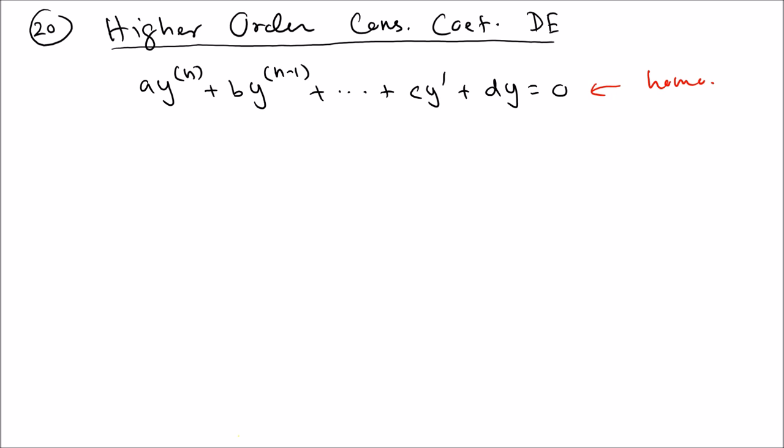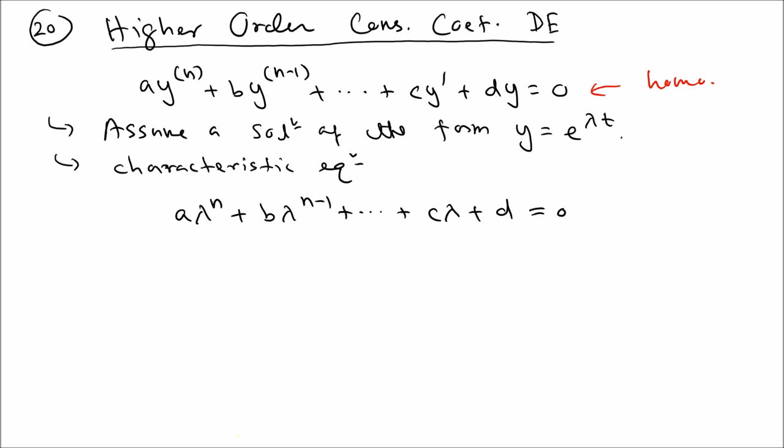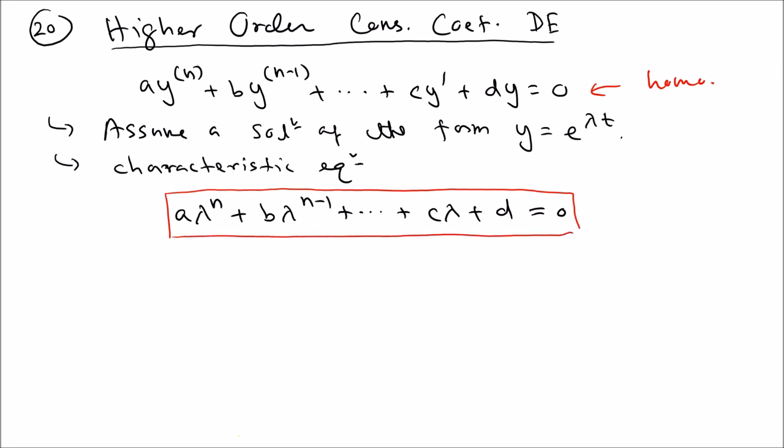Same idea, we can assume a solution of the form y equals e to the lambda t. Then we get the characteristic equation as before. The characteristic equation is a lambda to the n power plus b lambda to the n minus first power, and so on, plus c lambda plus d equals 0. Now what we're going to do is factor this, get the numbers, and plug them in.